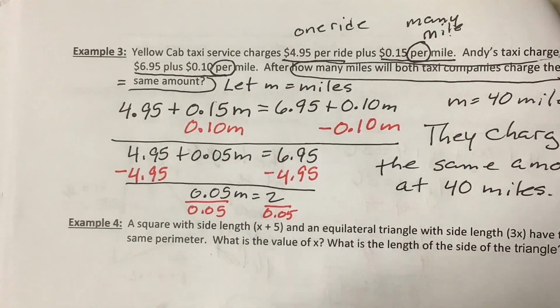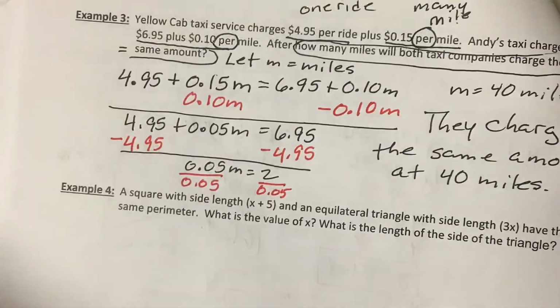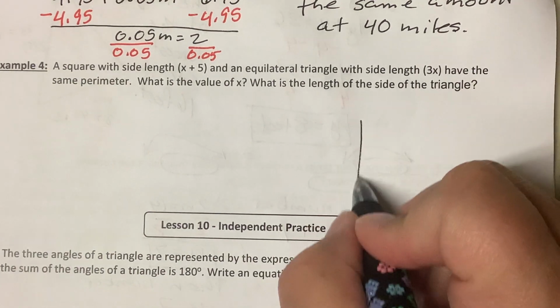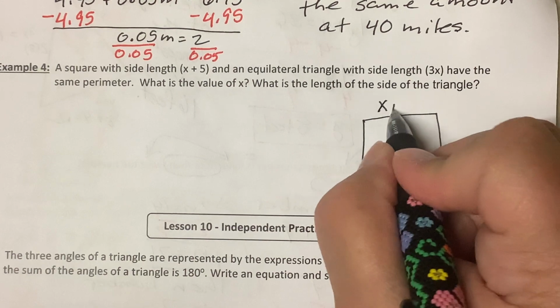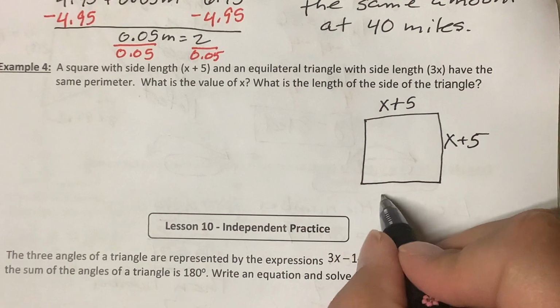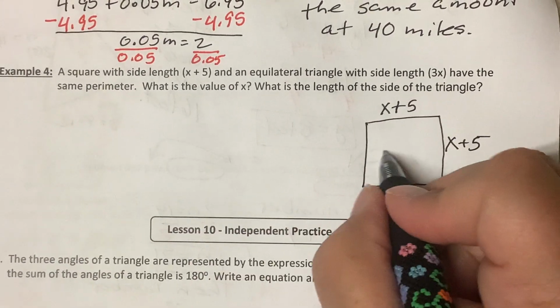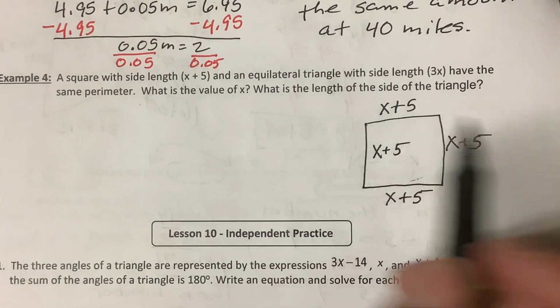There we go. Okay, a large square with a side length of x plus 5. What do you know about a square? A square has 4 sides that are the same. So I'm going to start over here, and I'm going to draw myself a picture of a square. Here we go. Here's a square. It has 4 sides that are the same, and each side is x plus 5. I don't need to write the parentheses, and I'm going to write this inside because I need space. So all 4 of my sides are x plus 5.